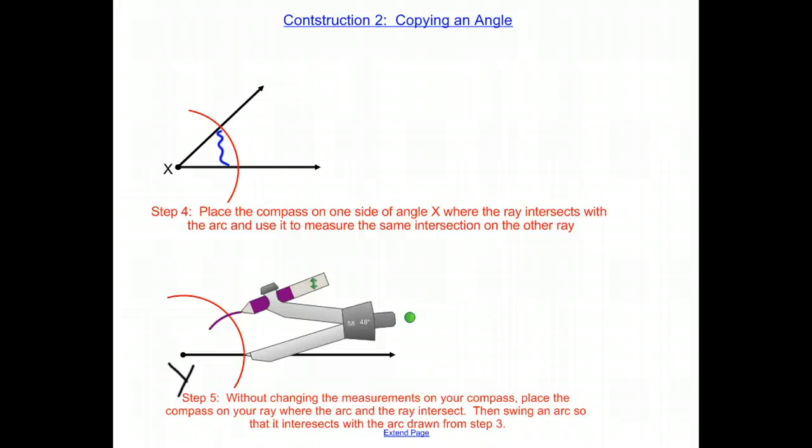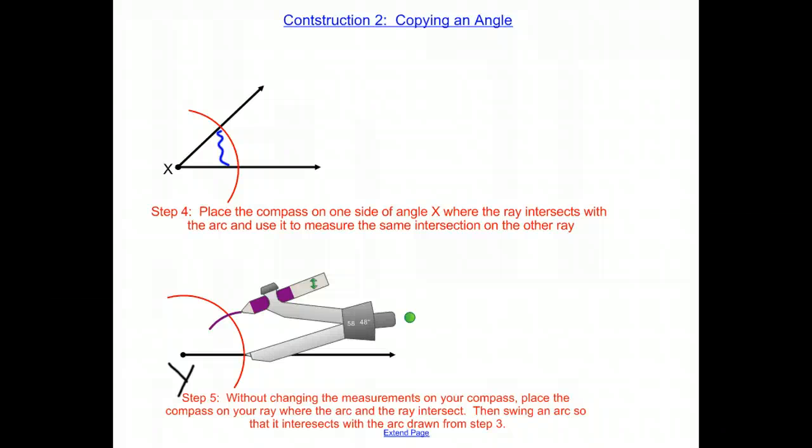Okay, so now I have two arcs here. I have the arc that I created in step 3, which is just the original arc that we put on our original angle, and now I have the arc from step 5. This intersection is actually going to be one of the 2 points that we're going to use to draw the final ray that will serve to copy our angle. Okay, so step 6 is almost trivial at this point.